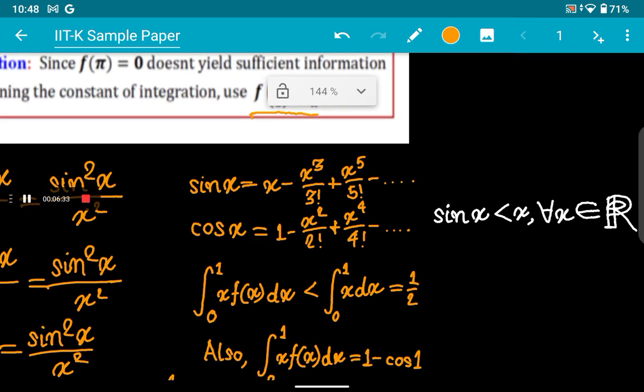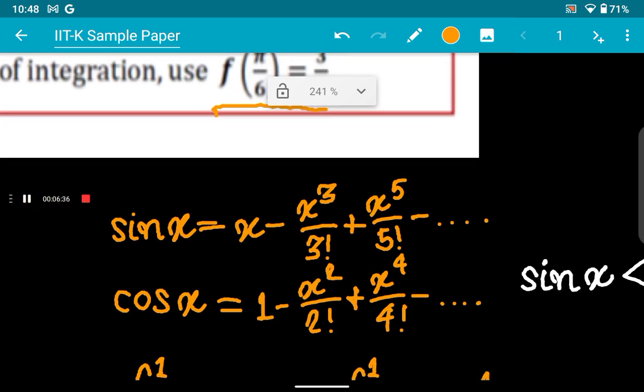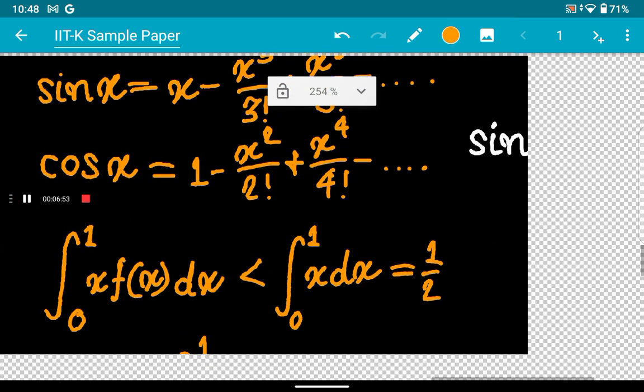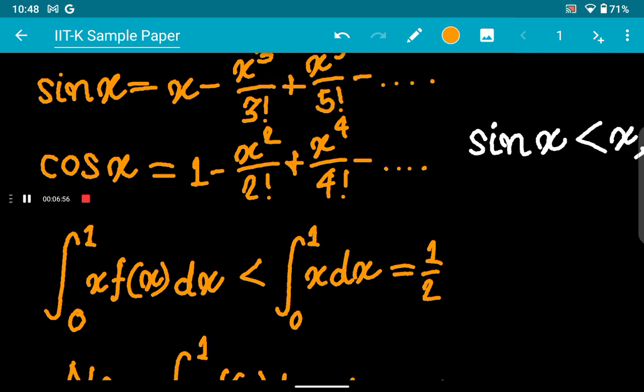For this I want you to remember or see the Taylor series of sin x and cos x, and you also need to remember that of e to the power x and log 1 plus x. This Taylor series thing is very much important, let me say that. Now we had the integral, and I hope you know this too: if f of x is less than g of x in any interval, then the integral of f of x in that interval from a to b will also be less than the integral of g of x in that interval a to b.